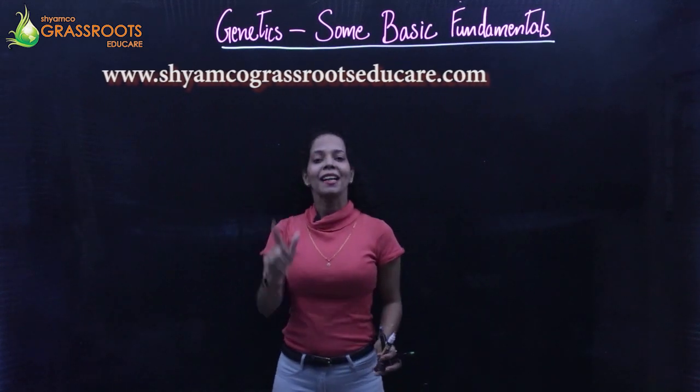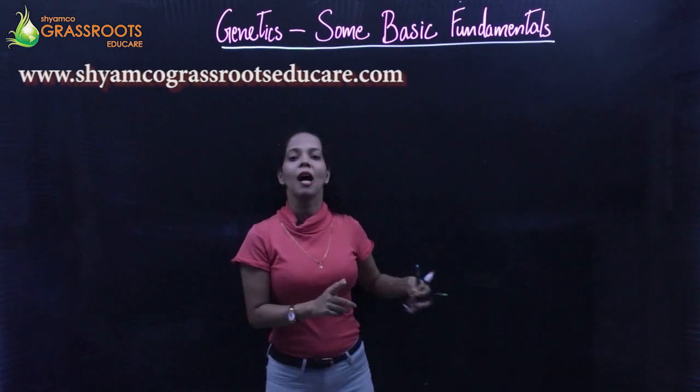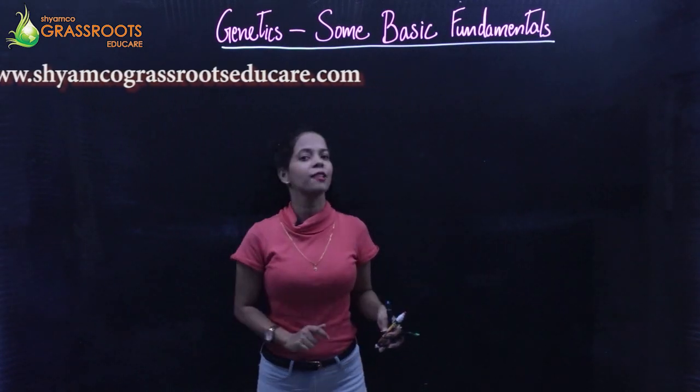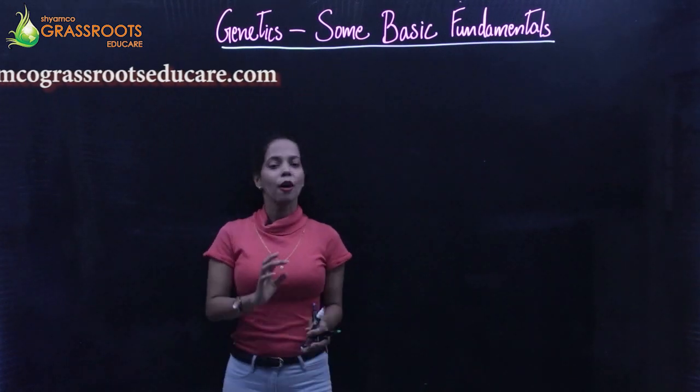The second part is the scientist, his experiment and his application in plants, how he has conducted the genetical experiment, and last, its application in human beings. So these are the three parts of the chapter.